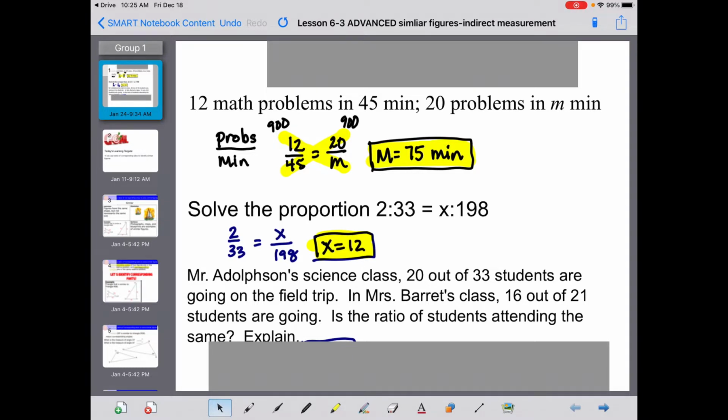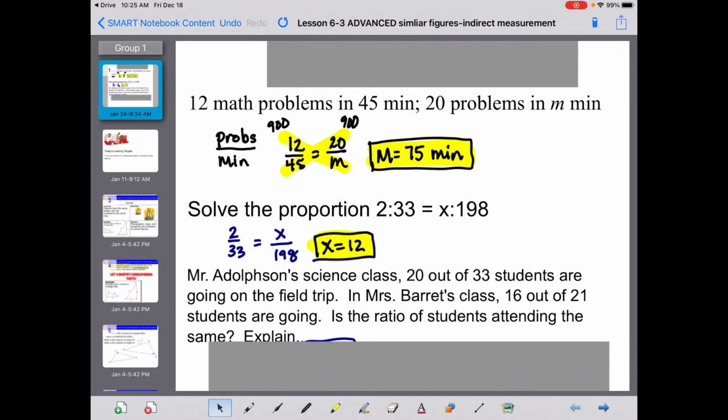The next one, that means that you're going to have a problem like each of those on your upcoming test and quiz. In Mr. Adolphson's science class, 20 out of 33 students are going on the field trip. In Miss Barrett's class, 16 out of 21 students are going. Is the ratio of students attending the field trip the same?